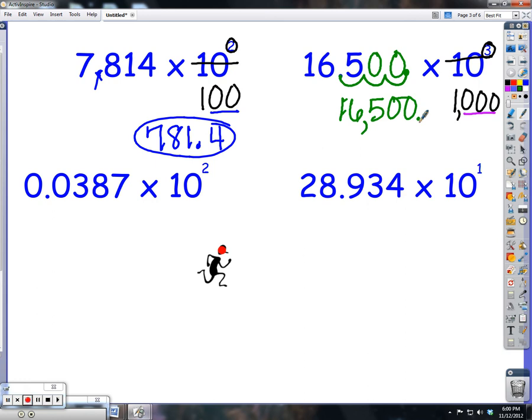Okay, let's forget our little running man. I think you've kind of got the hang of that. So we'll put him right back up here in the corner. So I'm just going to draw in how many places I moved the decimal.